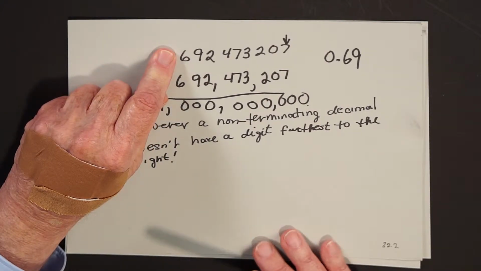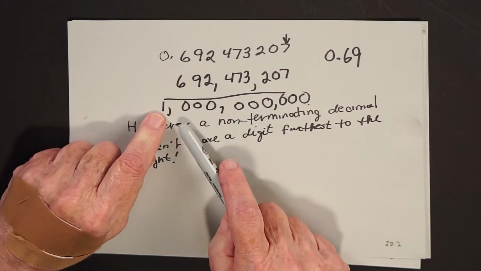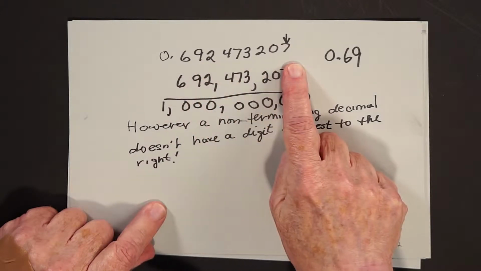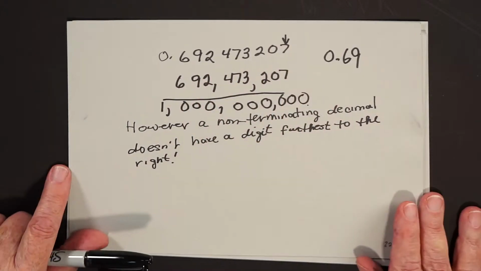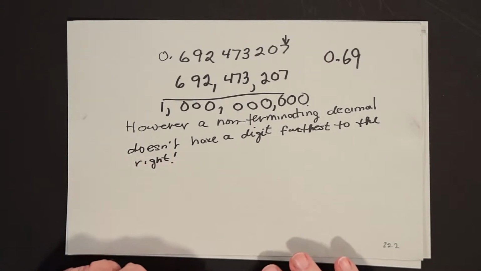the decimal point wasn't there. What we see becomes the numerator of our fraction, and the denominator is a 1, followed by as many zeros as there are digits to the right of the decimal point. However, a non-terminating decimal doesn't have a digit furthest to the right. And if there's no digit furthest to the right, how can we get to it? No matter how far out we go, there's still more digits there.